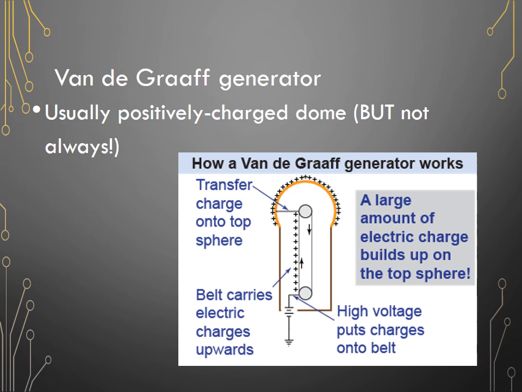A Van de Graaff generator usually creates a positively charged dome. The big one in my classroom does, but I have two smaller ones that create a negatively charged dome. So it all depends on which way the belt is set up to transfer it. So this is what we looked at in class, and here's a picture of how it works.